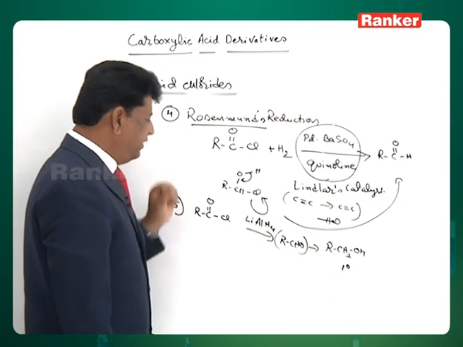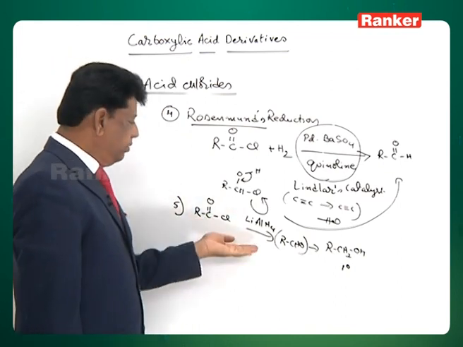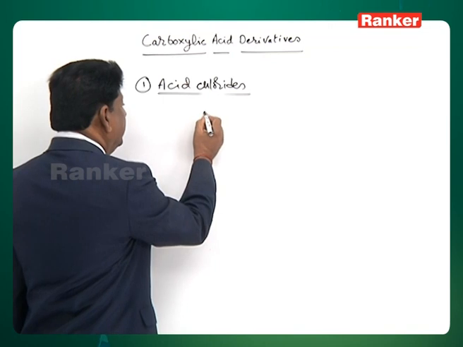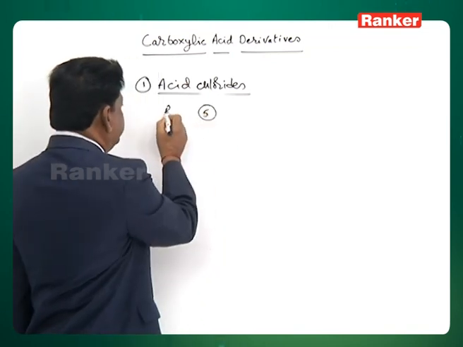Rosenmund's reduction, specific reduction. Acid chlorides, commonly with lithium aluminum hydride or sodium borohydride, will give the 1 degree alcohols. So, let us go for the next property of the acid chlorides.